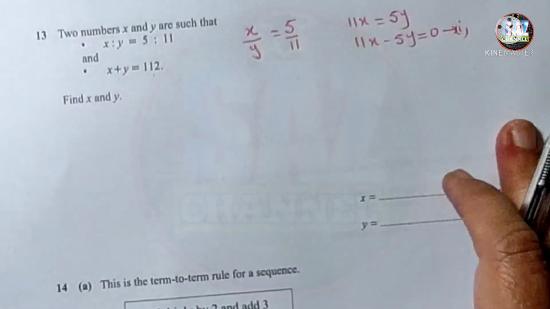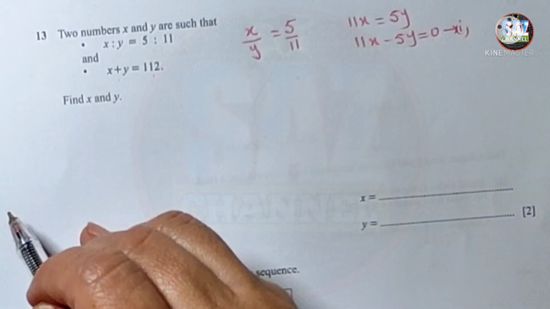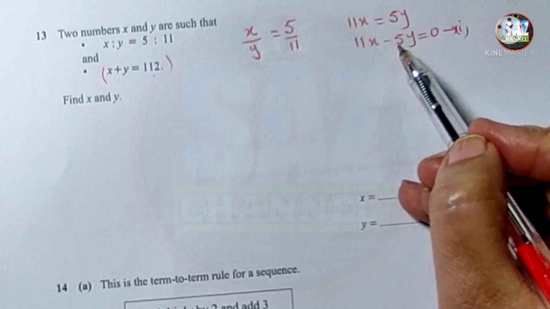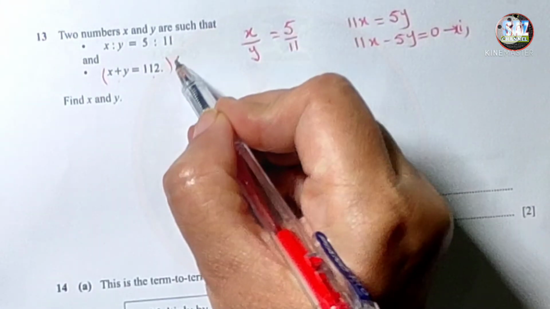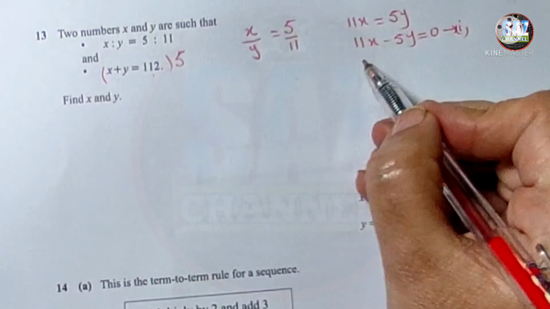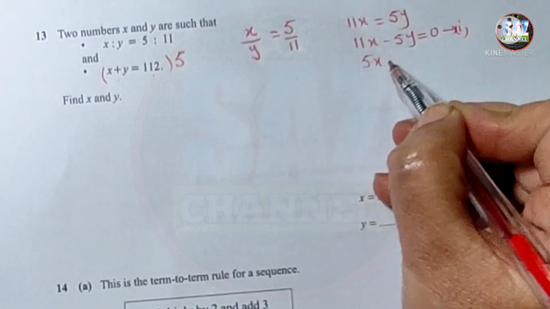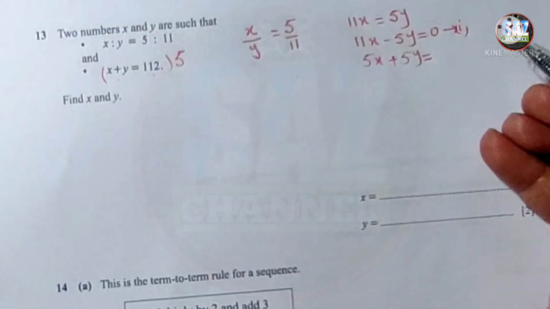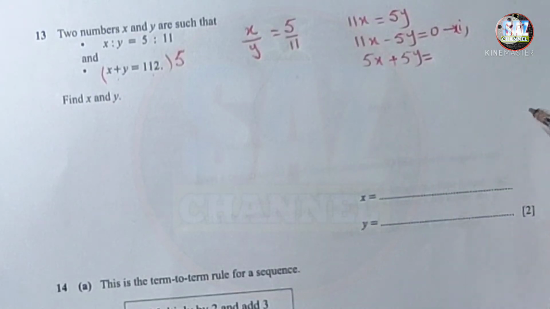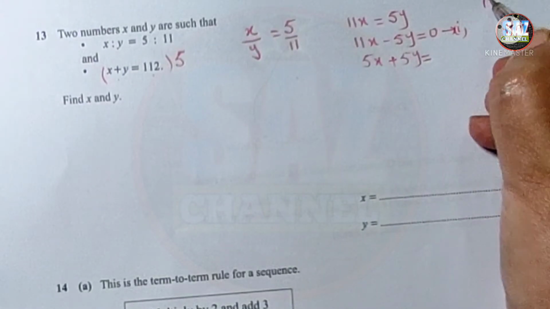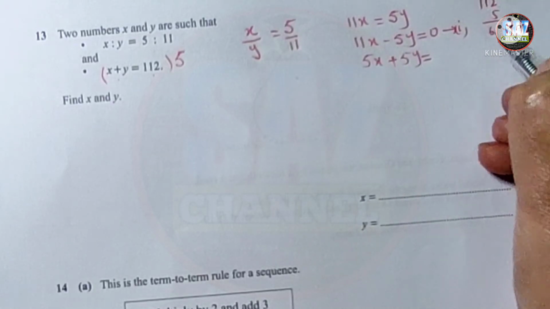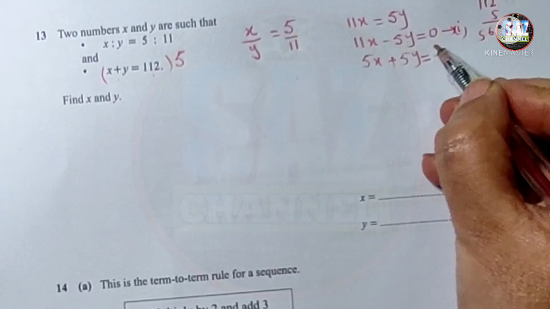For me, it's easy to go with the elimination method. Y has the coefficient 5 with a negative sign. If I multiply the second equation by 5, I can have 5x plus 5y equals, do not forget to multiply both sides of the equation by 5. 112 multiplied by 5: 5 2s are 10, 12 5s are 60, and 5 1s are 5, so 560.